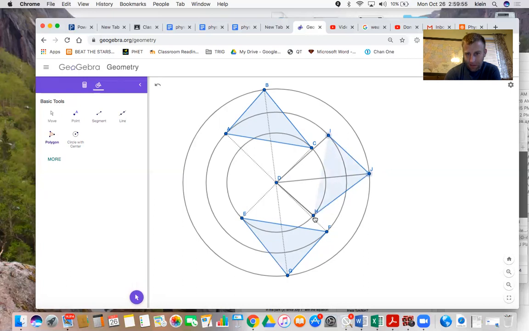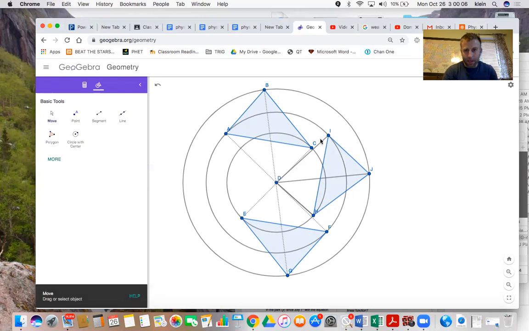Connect those. Make sure you're doing the right ones. It's these three, I mean. You see how it looks like the same triangle, but it just got spun 90 degrees. And again, I'm going to make these lines light because they're just there for reference.